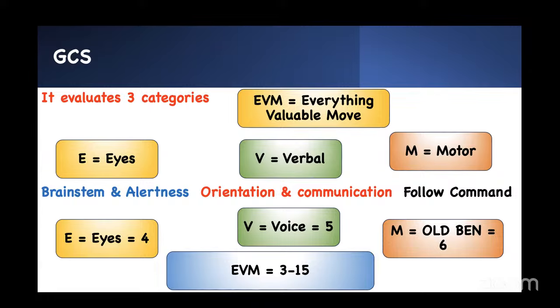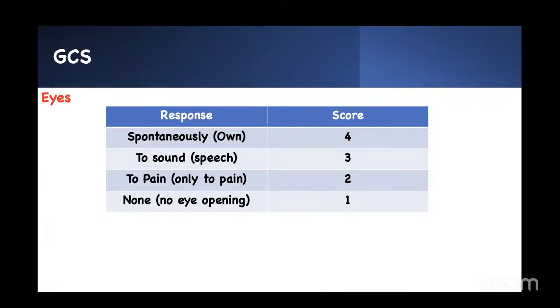How do you remember it? Your eyes will give you 4 points. How? Spontaneous eye opening will give you 4. Sound, when you open your eyes to sound, you get 3. And when you open your eyes after pain, it is usually 2. And if there's no eye opening at all, nothing like that, you get 1.